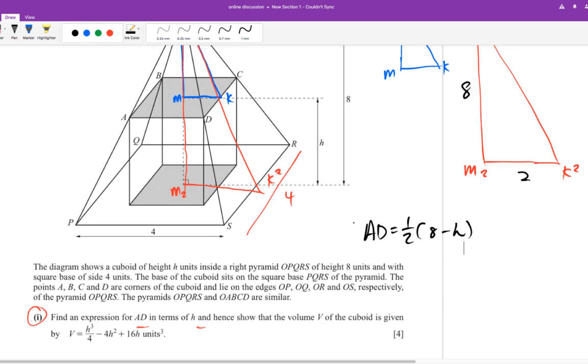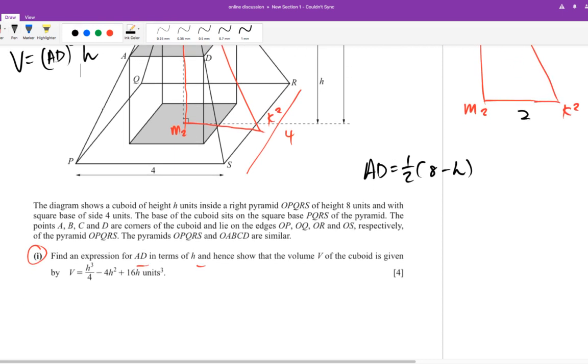So basically, you want to find this cuboid, right? The volume of the cuboid here basically equals to, because this is a square base, right, so it will be AD square multiplied with the height h. So I will just solve this one. So volume will equal to AD square.